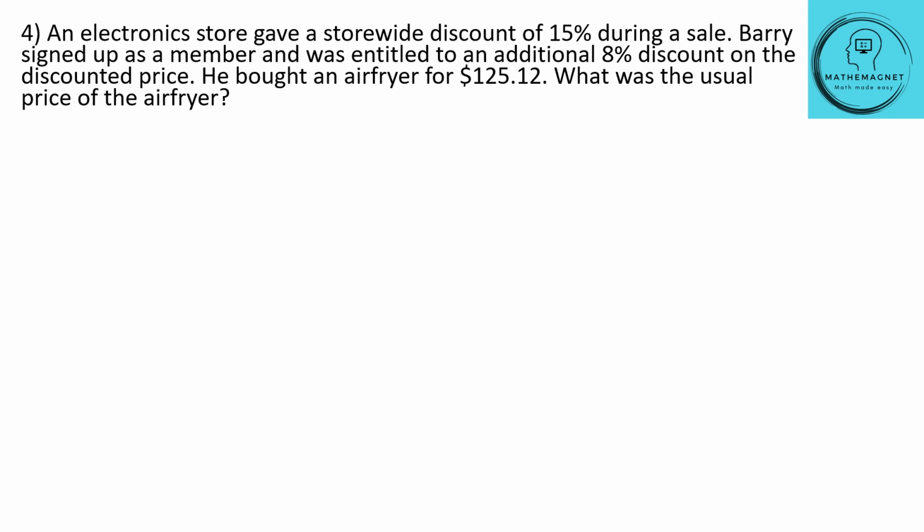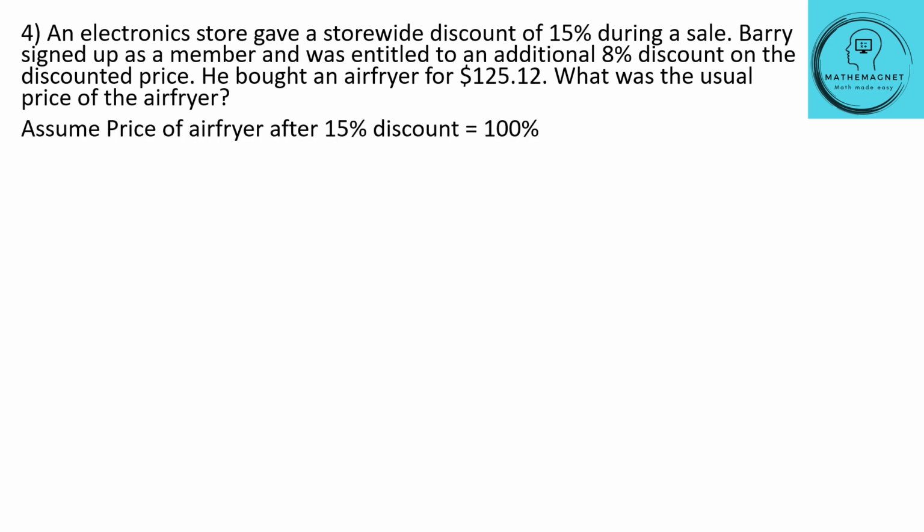Now over here, the store is already giving a store-wide discount of 15%. And Barry is a member, he has got an additional discount of 8% on the discounted price. And he has bought the air fryer for $125.12. So here we will have to go in the reverse direction, starting from how much he bought, how much was the price of the air fryer before the 8% discount, and then before the 15% discount, to find the usual price of the air fryer.